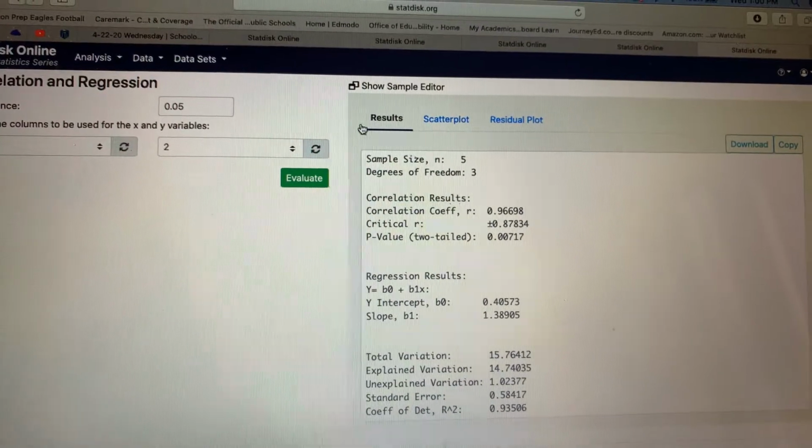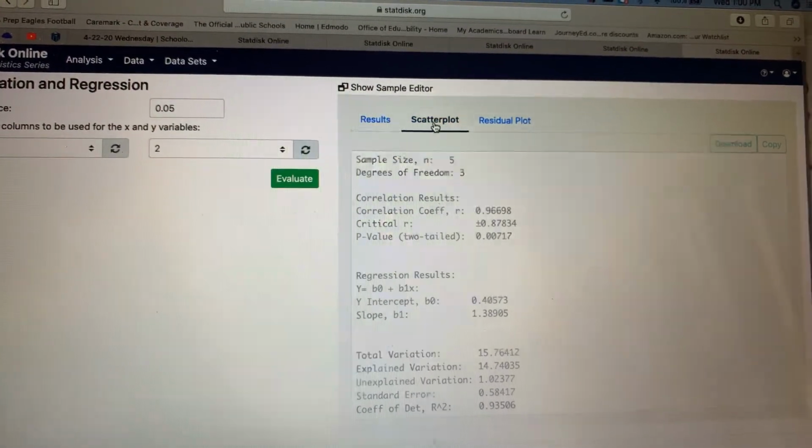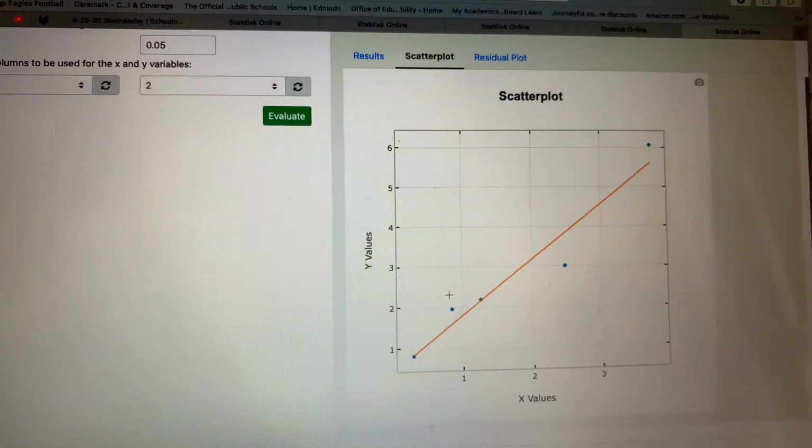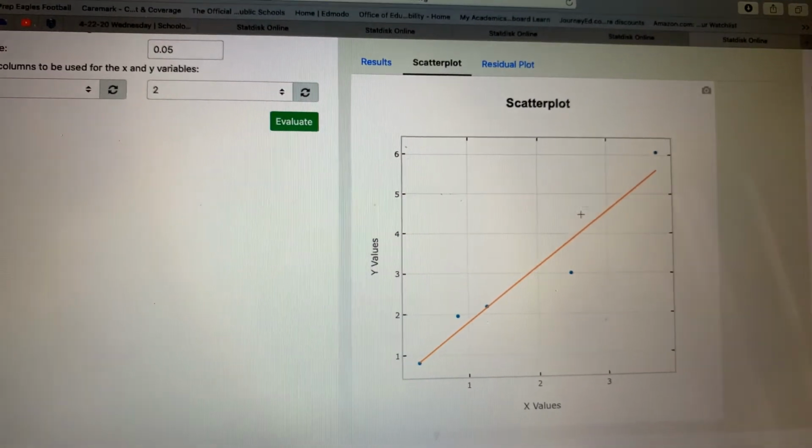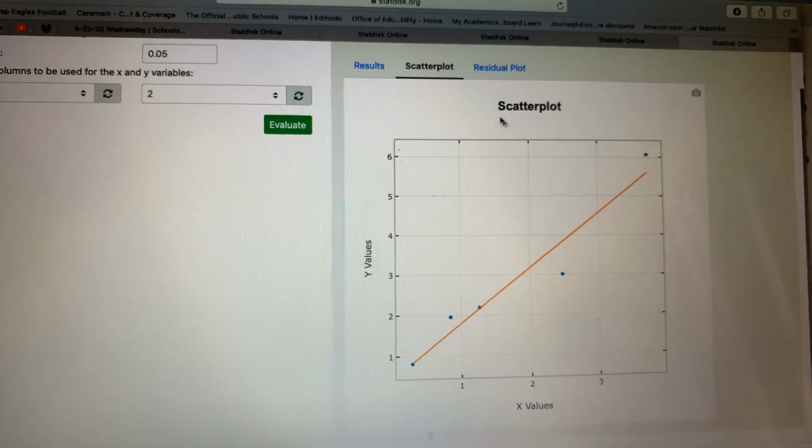And we can also come up here at the top, instead of clicking on results, we can be on scatter plot. And now we can see that least squares regression line running through the data. Again, it does look like it fits that line pretty well.